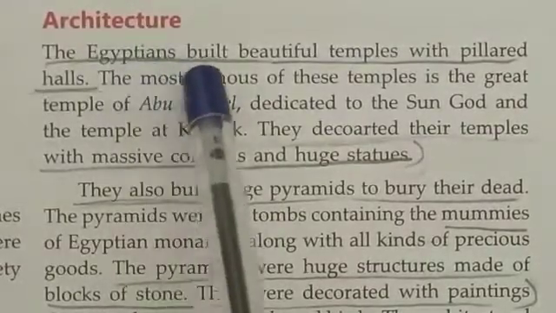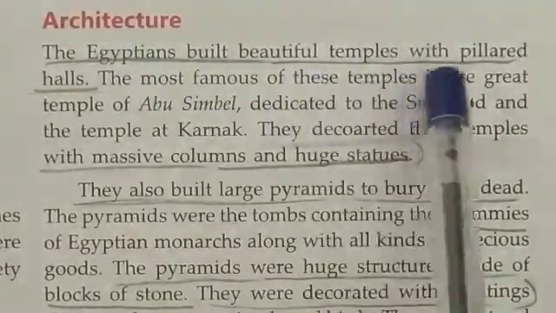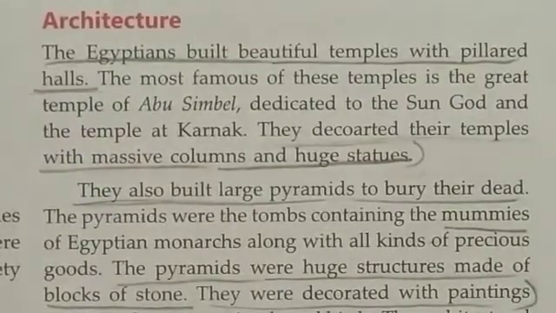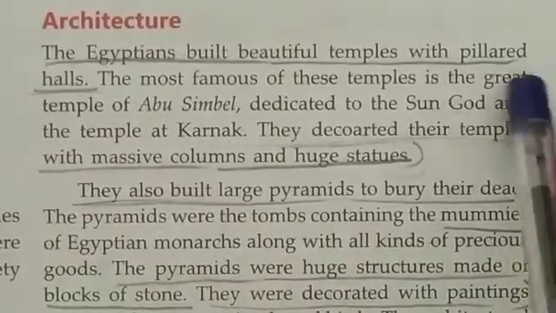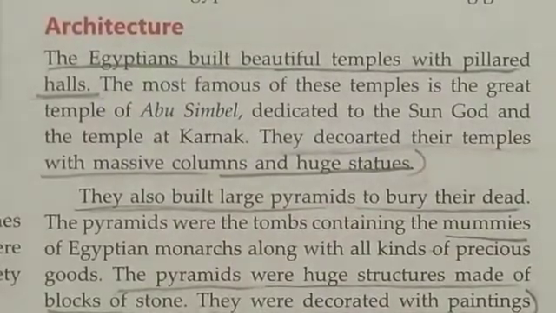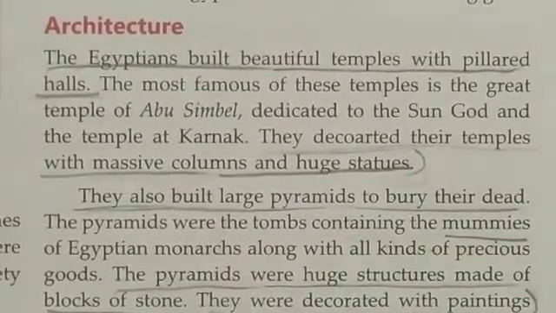Architecture. The Egyptians built beautiful temples with pillared halls. The ancient Egyptians were very good at architecture and they built many beautiful temples which had pillared halls. Pillared halls means halls which had many pillars to support them.